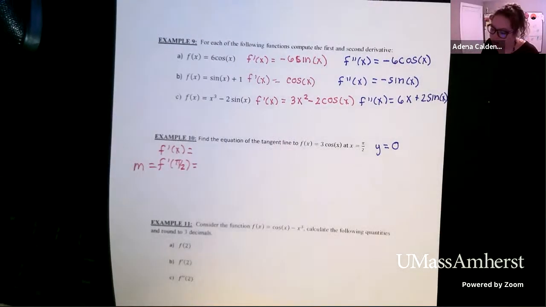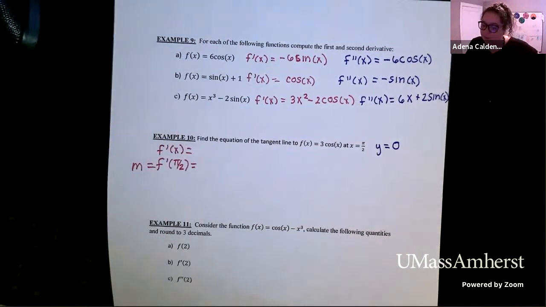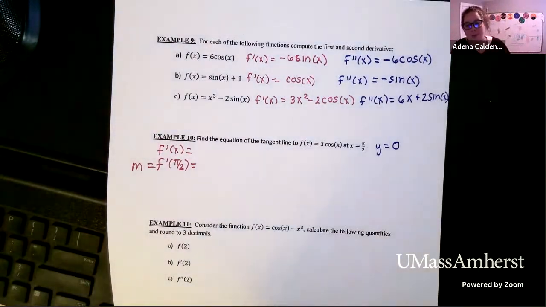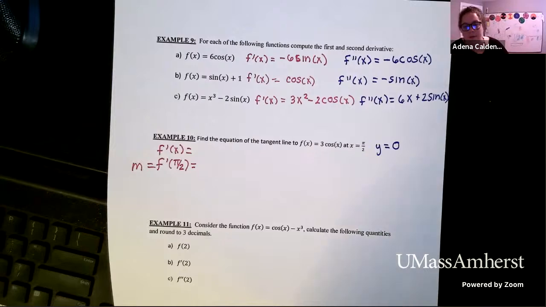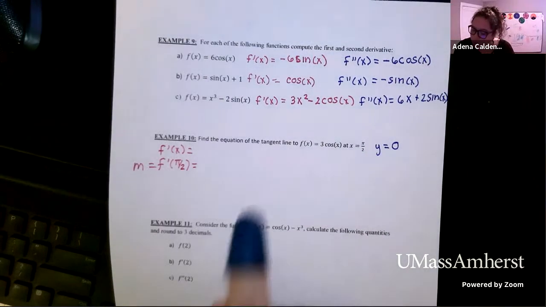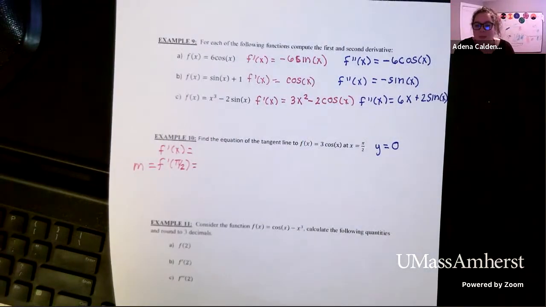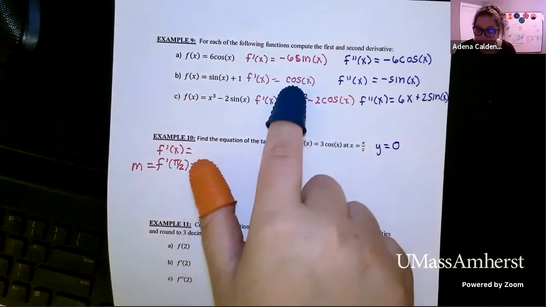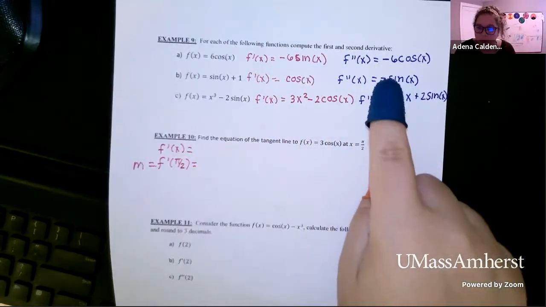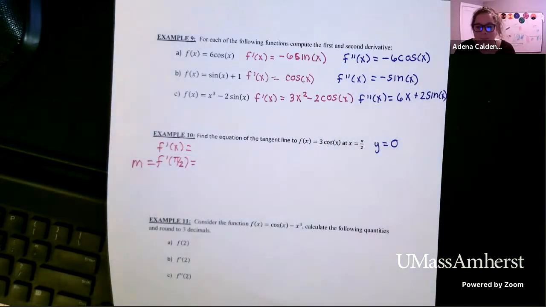Part B, we have sine x plus 1. The derivative of sine is cosine, and the derivative of 1 is 0 because it's a constant. So we just end up with cos x. The second derivative is the derivative of cosine, and we know that the derivative of cosine is negative sine.